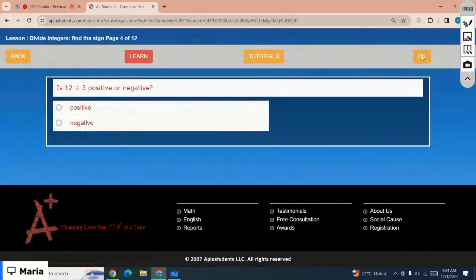Is 12 divided by 3 positive when both the numbers have exactly the same sign? The answer is positive. Either they both are negative or they both are positive. In both cases, the answer must be positive. If one of them has a different sign, the answer is negative, right? Keep this very important line in your mind. Is 12 divided by 3 positive or negative? The correct option is both the numbers are positive, so the answer must be positive, right?